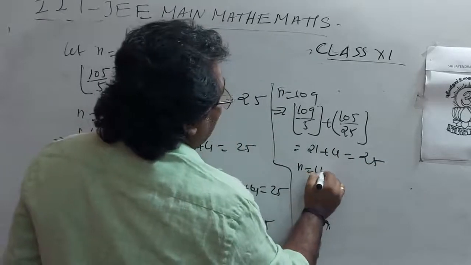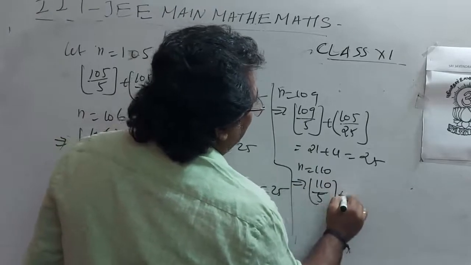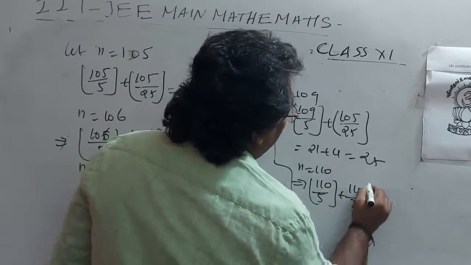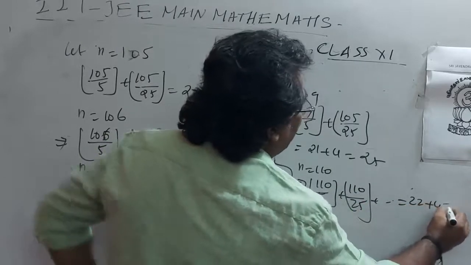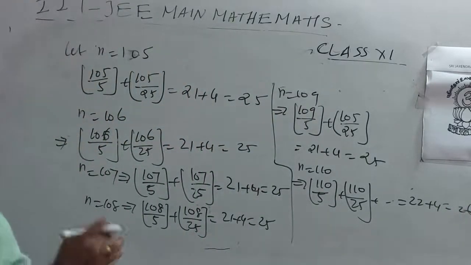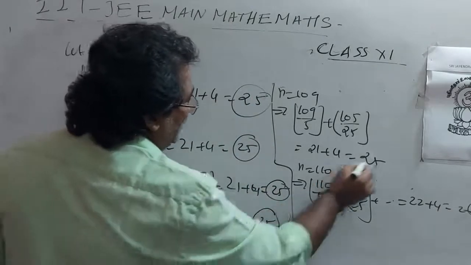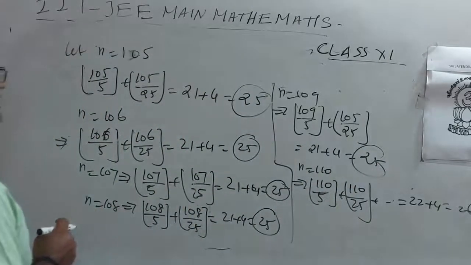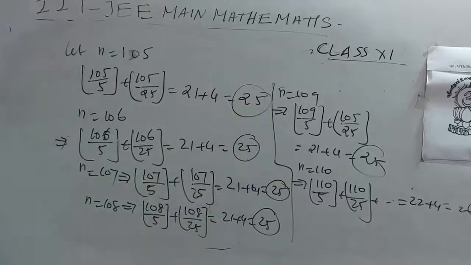N equal to 110, then 110 by 5, 110 by 25, that is 22 plus 4, 26 zeros. So for n equal to 105, 106, 107, 108, 109, we have n factorial with precisely 25 zeros.